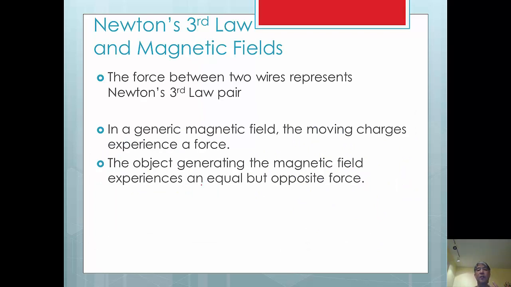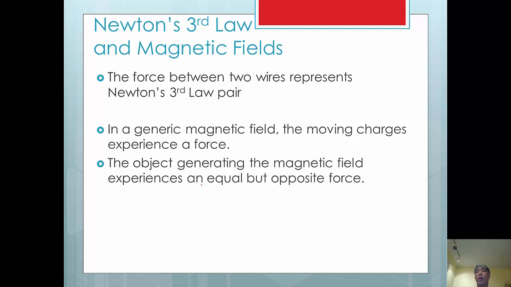So don't forget that there's that Newton's third law. We talk about fields, electric field, gravitational field, and now magnetic field, but there's something generating that field. So the object generating that field is what will experience the third law pair. It may be very massive and experience nearly zero acceleration, but it still experiences that force.